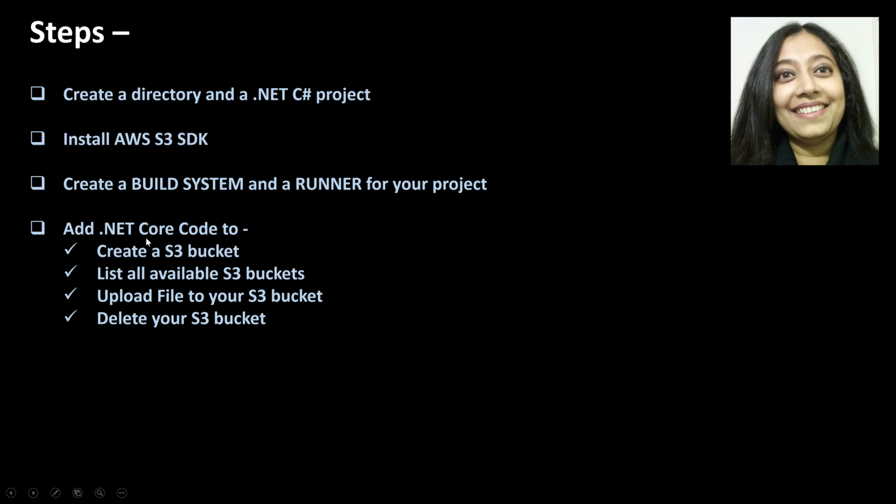So first we will add code to create an S3 bucket. Then we will list all the available S3 buckets. After that, we will upload a file to our S3 bucket. And finally, we will delete our S3 bucket.